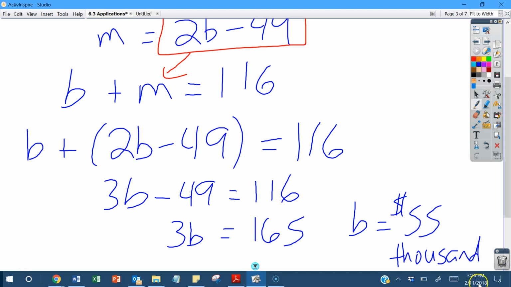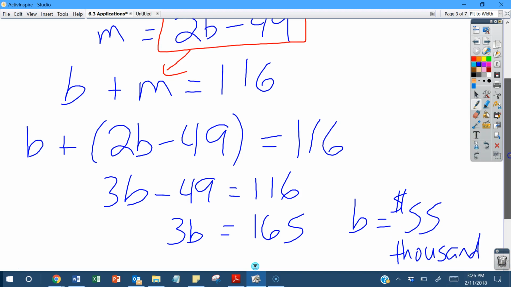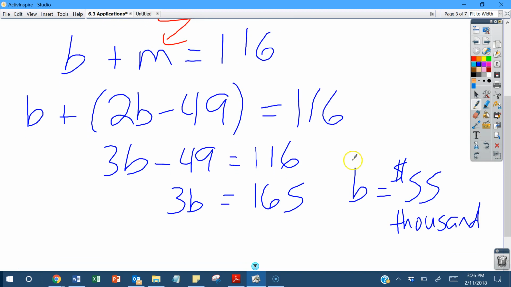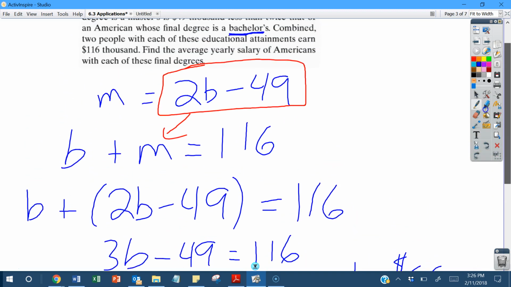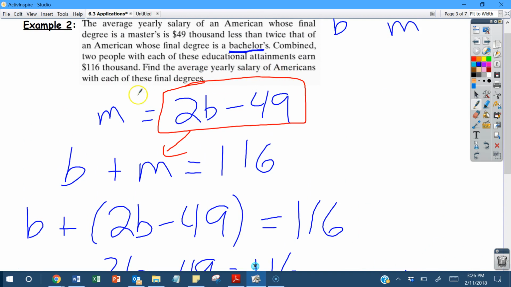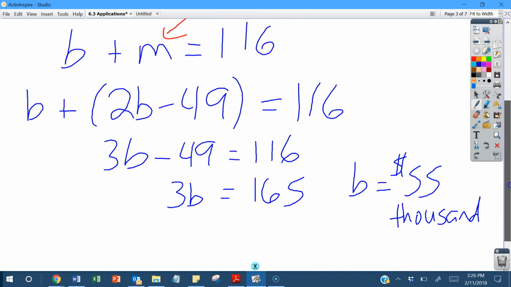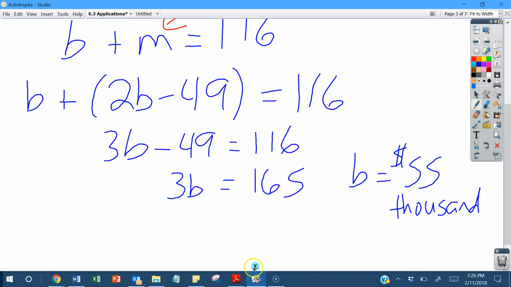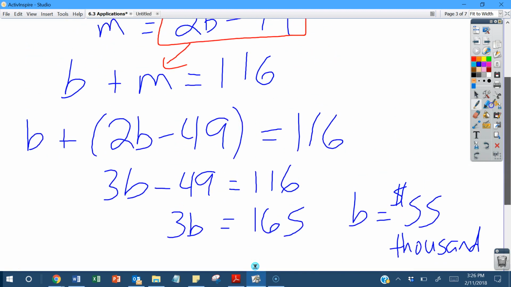So now I know how much the person with the bachelor's degree makes. The question asked, I should make sure I answer the question, find the average yearly salary of the Americans with each of these degrees. So I know what the guy with the bachelor's degree makes. Now I should find out what the person with the master's degree makes.